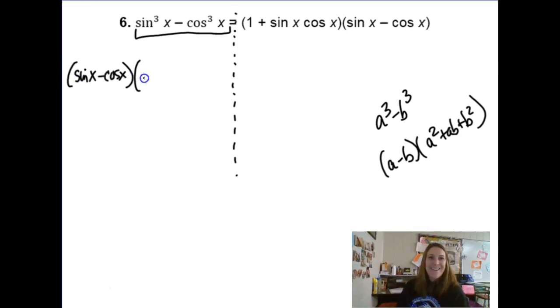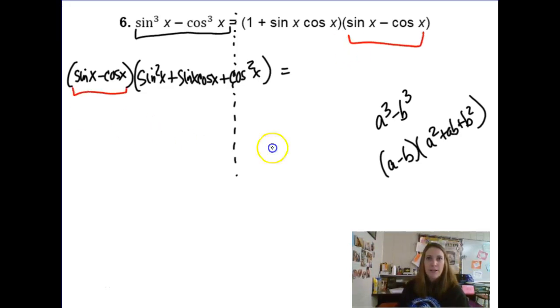times sine squared plus sine times cosine plus cosine squared. Okay. I overestimated my space, or underestimated my space. Keep this, because I notice, voila, that's there. Ooh, I think we're done. Look at this. Sine squared plus cosine squared. Isn't that just a 1? So look what I need here, guys. 1 plus sine cosine. I think we're done.